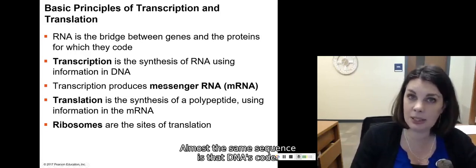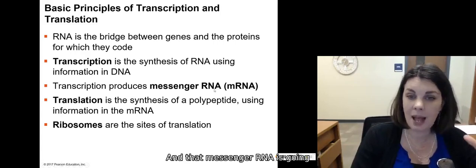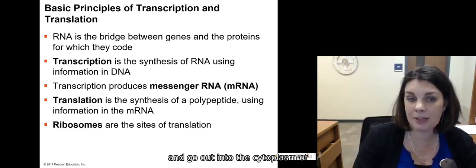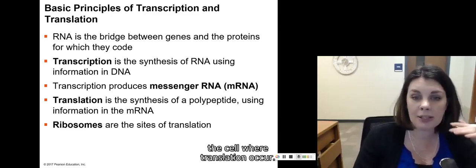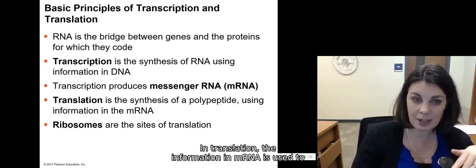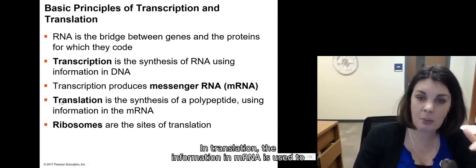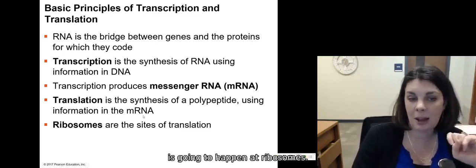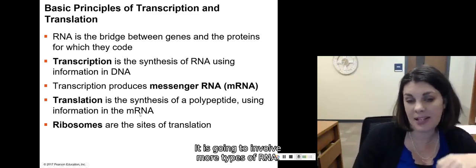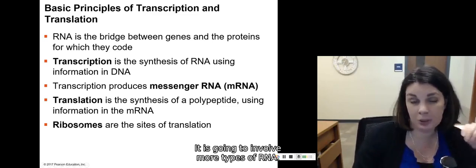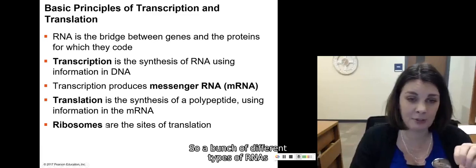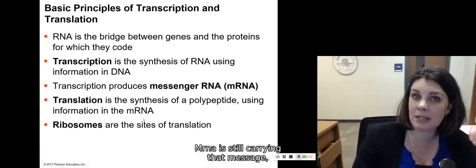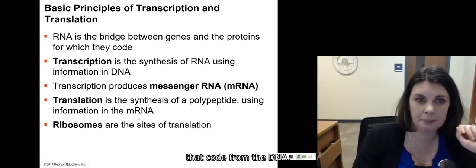Messenger RNA has almost the same sequence as that DNA's code, and that messenger RNA is going to leave the nucleus of the cell and go out into the cytoplasm of the cell, where translation occurs. In translation, the information in mRNA is used to create a polypeptide, and that is going to happen at ribosomes. It is going to involve more types of RNA, so a bunch of different types of RNA working together, but mRNA is still carrying that message, that code from the DNA.